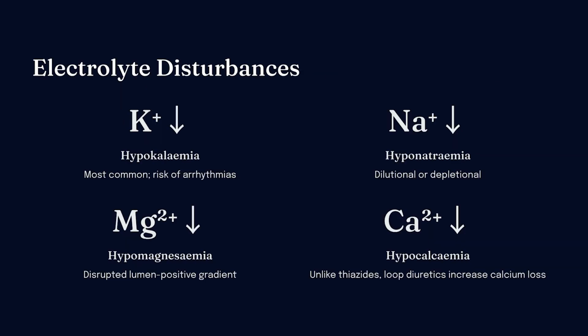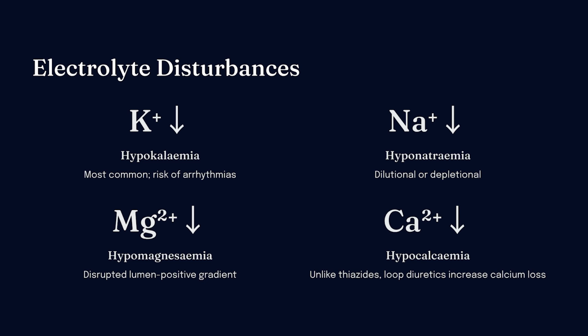Electrolyte disturbances. Electrolyte disturbances are among the most important adverse effects of loop diuretics because these drugs produce a powerful loss of electrolytes in the urine. The most common abnormality is hypokalemia, which can increase the risk of cardiac arrhythmias, especially in patients taking digoxin. Loop diuretics may also cause hyponatremia, which can be either dilutional or depletional depending on the patient's fluid status.